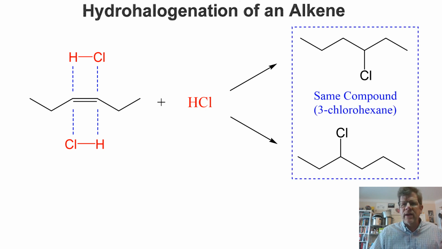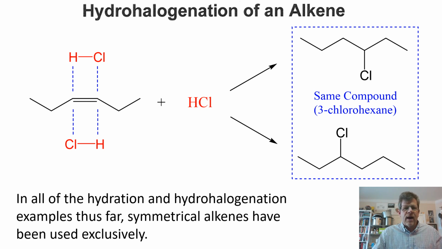So up to this point, we've been working with symmetrical alkenes. I've been very careful to have symmetrical alkenes as starting materials, so no matter which way that unsymmetrical reagent lays down on it, we get the same product, as shown in the blue box on the right-hand side. So now let's think about what happens if we had an unsymmetrical alkene and we were going to treat that with an unsymmetrical reagent.